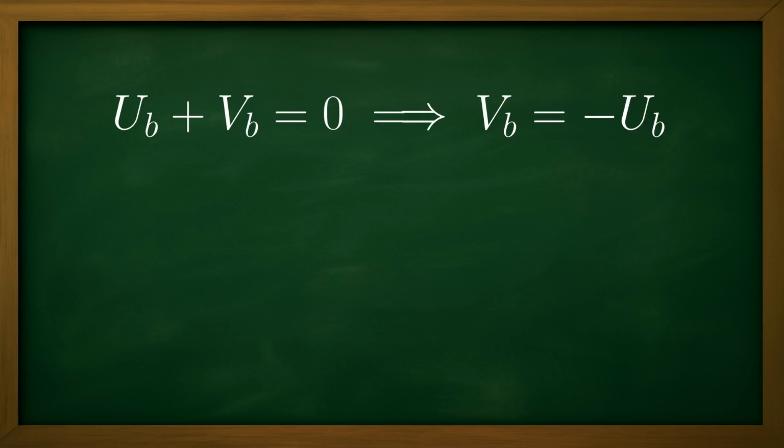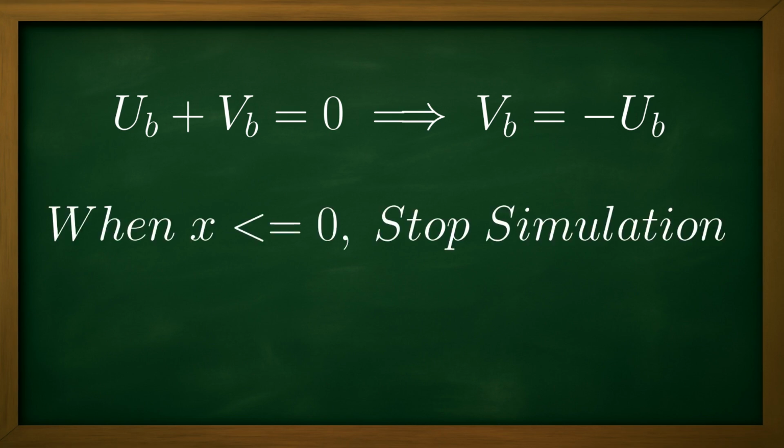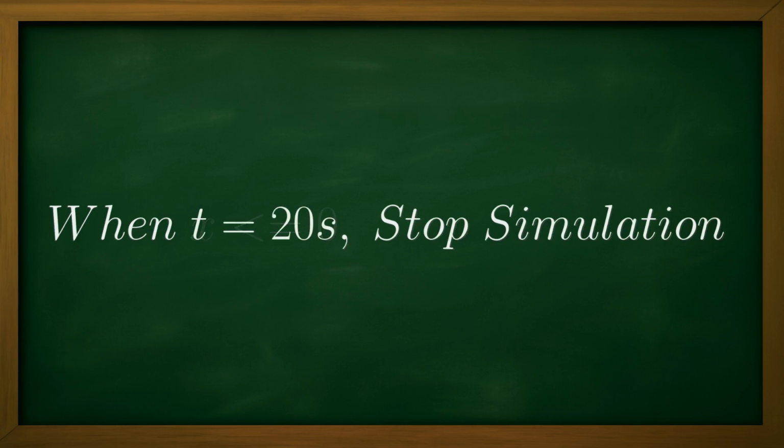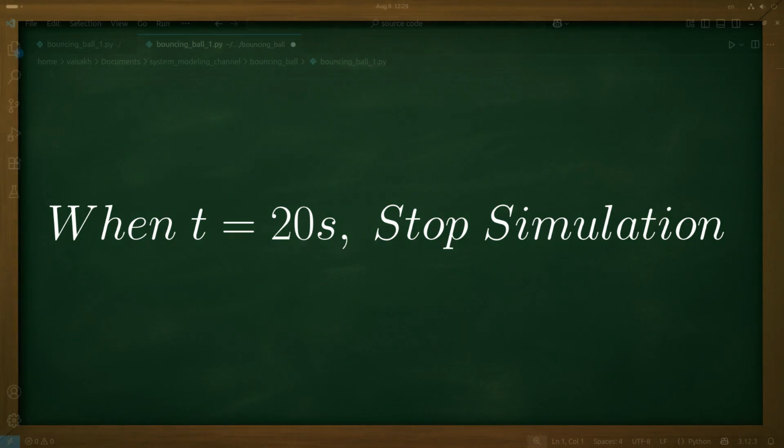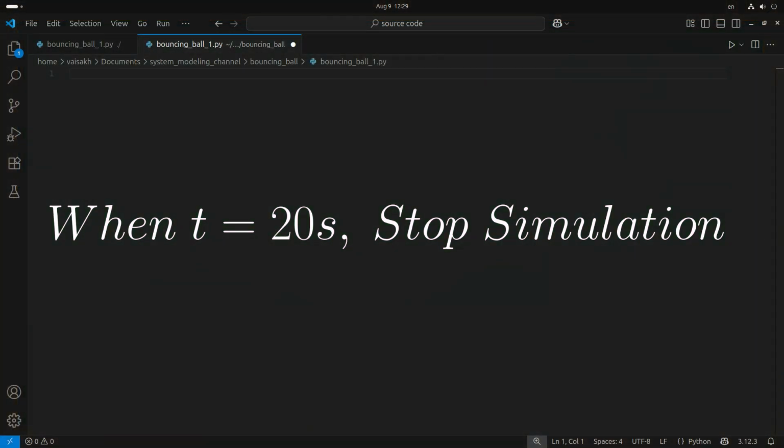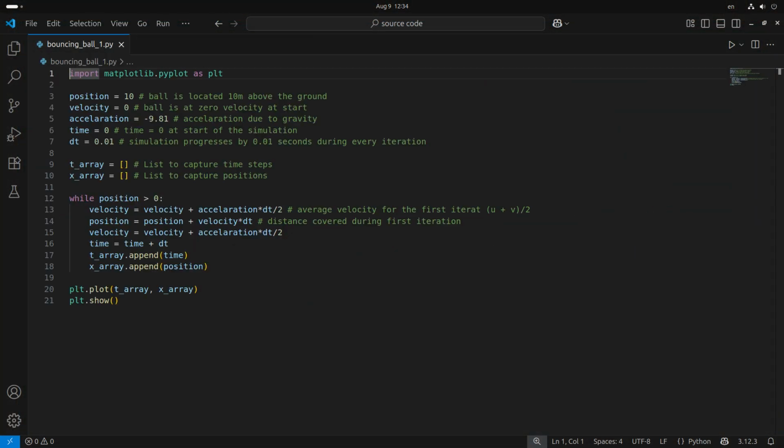Now, we know what to do when the ball hits the ground, but another consequence of this modification is that we can no longer control the termination of our simulation loop using the position. A better way to perform the simulation is to run the simulation for a fixed time interval, say 20 seconds. This can be effectively done by using a for loop instead of the previous while loop. Let's see how this is implemented in Python.